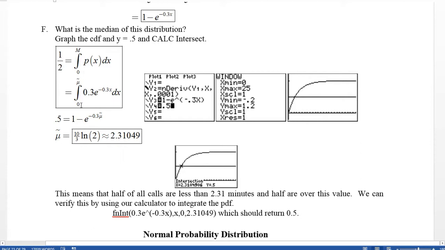1/2 is this integral, but it's also the CDF of this mu tilde, the median value that we're looking for, not the mean, but the median. So we plug in the CDF formula, and we get 1/2. So we just solve this. Let's see, subtract 1/2 from both sides. We get 1 minus 1/2 is 1/2, and then we get e to that power. Take a logarithm, and we get 10/3 log of 2.